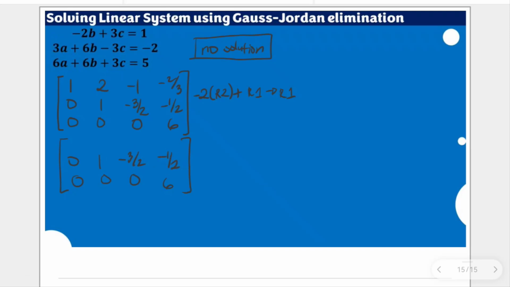So negative 2 times 0 is 0 plus 1, 1. Negative 2 times 1 is negative 2 plus 2, 0. Negative 2 times negative 3/2 is positive 3. Okay? Positive 3. Plus 1 is positive 2. Negative 2 times negative 1/2 is positive 1. Plus negative 2/3 is positive 1/3. So this is now the reduced row echelon form of the augmented matrix of this linear system.